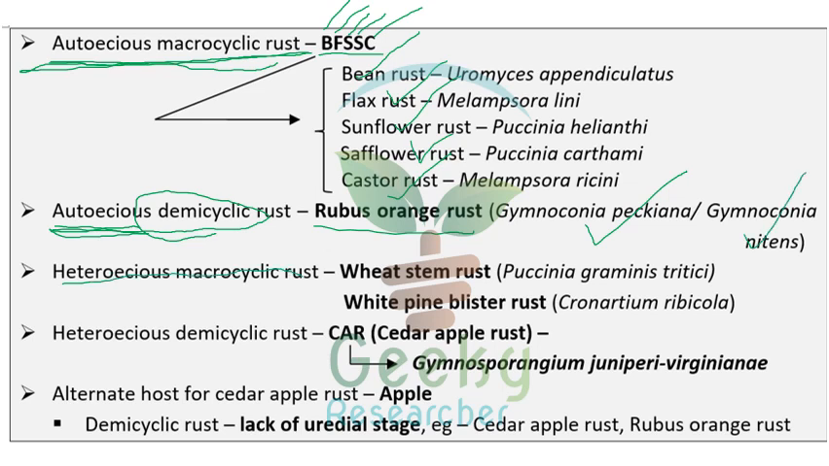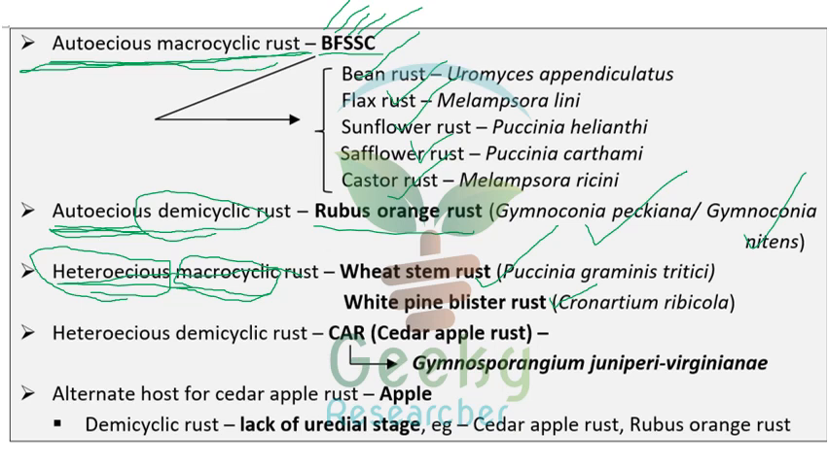Heteroecious macrocyclic rust is a very, very important issue. Heteroecious means the pathogen requires 2 genetically different hosts to complete the life cycle. Macrocyclic means all 5 spore stages of the pathogen are present. Examples of heteroecious macrocyclic rust are wheat stem rust and white pine blister rust, which is caused by Cronartium ribicola. It's very, very important.